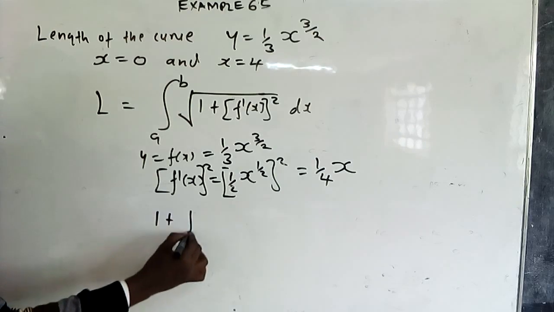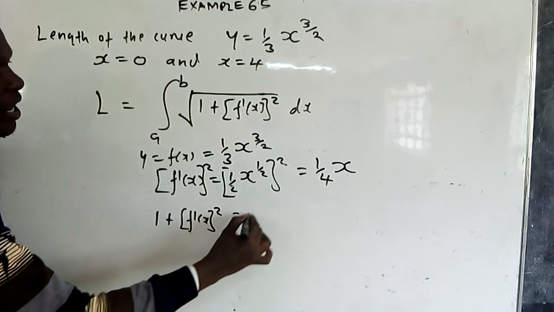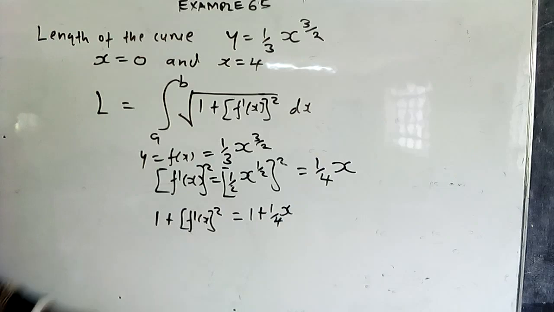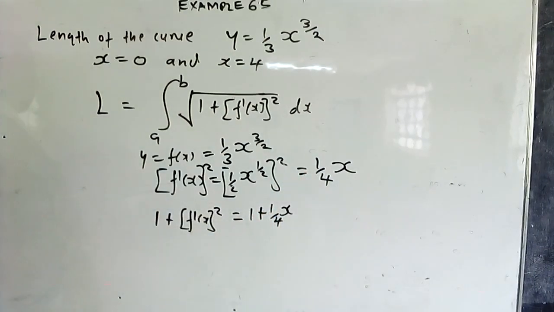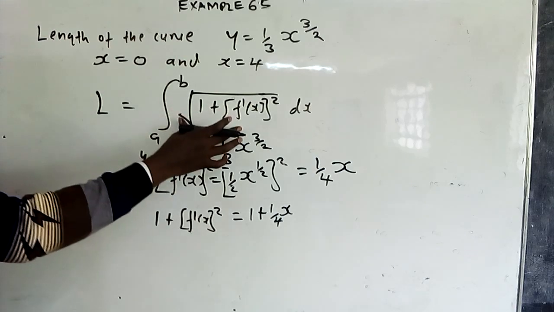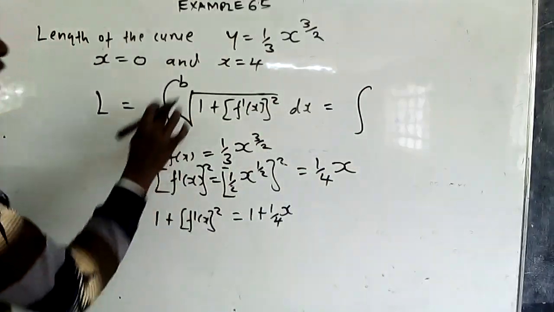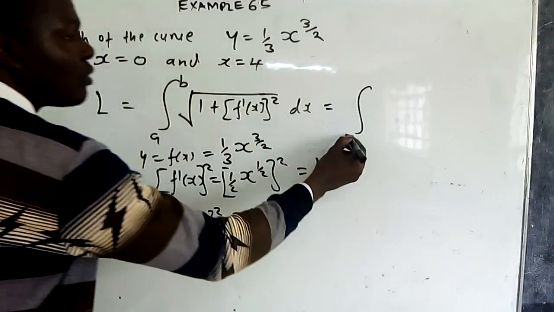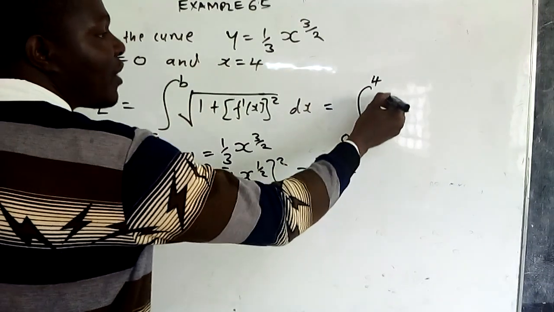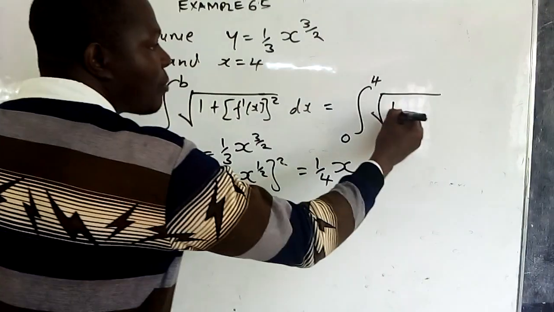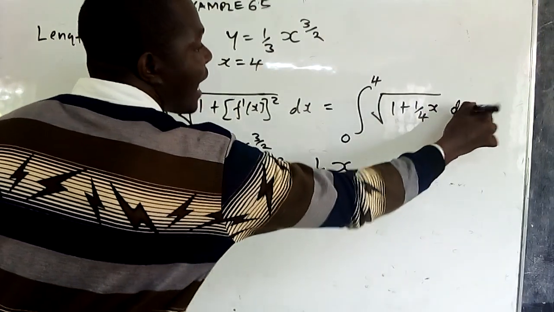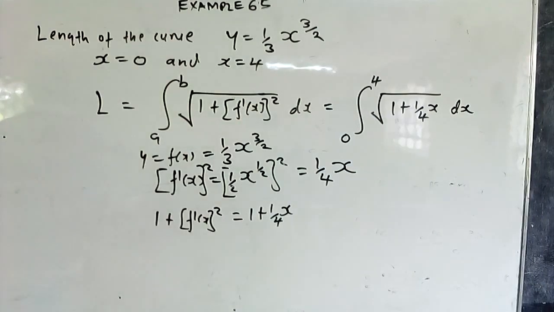We want 1 plus f prime of x squared, meaning 1 plus 1 over 4 x. 1 plus this. This we found is a quarter x. So we have 1 plus 1 over 4 x, isn't it? Are we together? So it means the whole of this problem is the same as, from a to b, is from 0 to 4, then the square root of 1 plus f prime of x squared, which you found is 1 plus a quarter x, dx. Are we together?